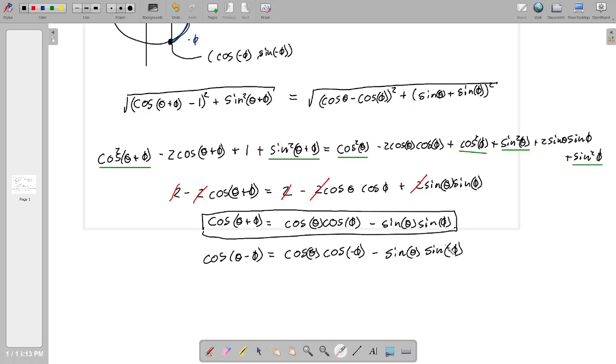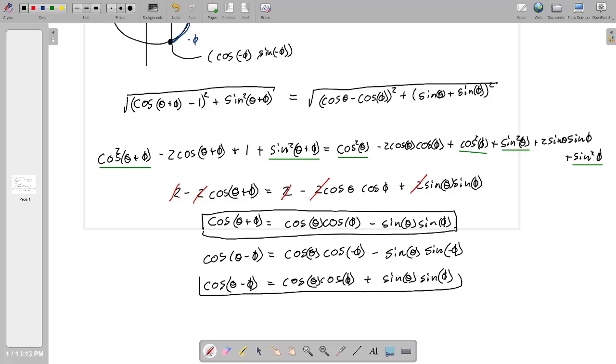Now also remember that sine of negative phi is the same thing as negative sine phi. We end up with cosine theta minus phi is equal to cosine theta cosine phi plus sine theta sine phi. Again, we get this plus because this becomes negative sine phi, and we would multiply it with this negative and we would get a plus. So we have our second formula.